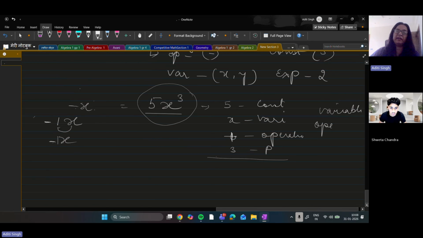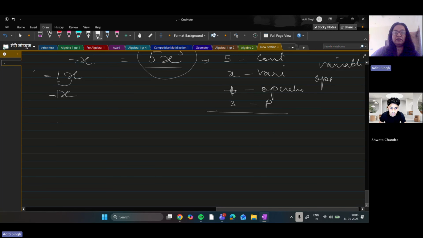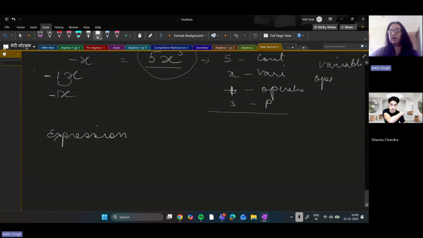And when you separate the term with plus and minus, then we call it a polynomial or expression. So when there are two terms here, one word is called expression and one word is called equation. Isn't 5x cubed still a polynomial? It's a monomial. This is monomial. I'll come to this. This term is a monomial.